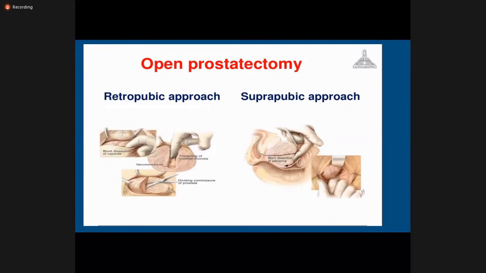The other option is open prostatectomy. In open prostatectomy, there are also two approaches: one is the retropubic approach and the other is the suprapubic approach. These are not being done very frequently nowadays. We really do them only when there is a huge prostate and it will be impossible to remove it completely via TURP. Then we go for it.